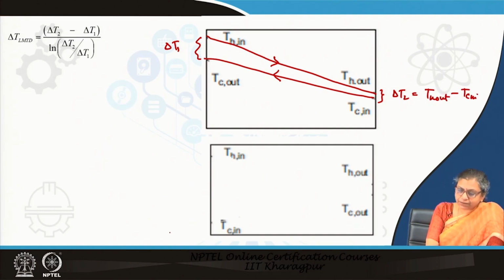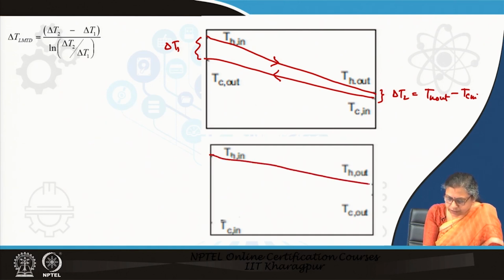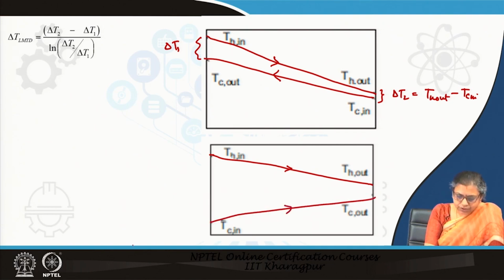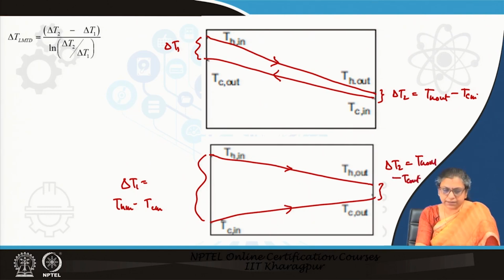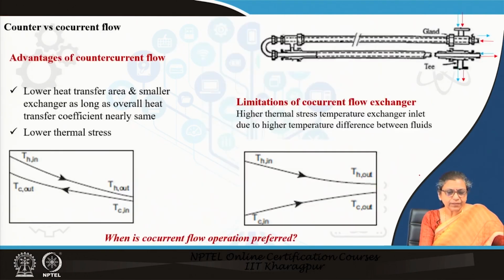If we have a parallel flow, then in that case what happens? Hot fluid is flowing from Th in to Th out. Cold fluid also flows from Tc in to Tc out. So, therefore, in this particular case I have told you that delta T1 equals Th in minus Tc in, and delta T2 equals Th out minus Tc out, right.